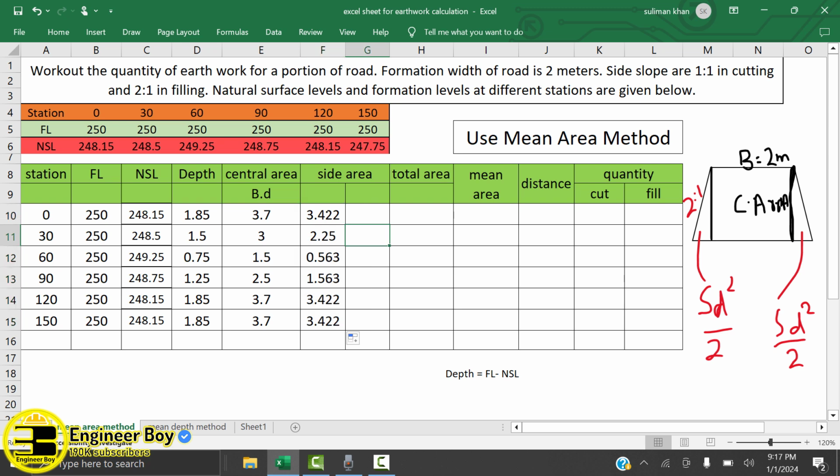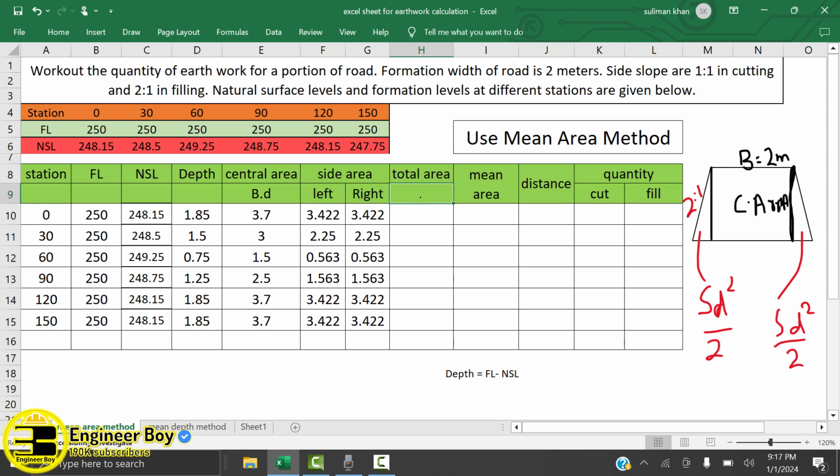Now as you can see, this is going to be the same for the other side. However, we're going to change the depth, just this thing. As you can see, this is E10, but this is going to be actually this one, which is D10. This is the same formula. As you can see, the side slope is the same on both sides. That's why we are getting the same value for both sides, the left side and the right side. Just the same thing: sd square divided by 2 for the left, sd square divided by 2 for the right.